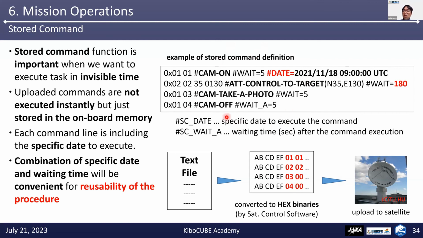So this is an example of the stored command definition. The first one is camera on at a specific date here, and then wait 5 seconds. Then attitude control to target, and we wait 3 minutes, 180 seconds. Then the camera takes a photo and waits 5 seconds, and the camera is turned off. So this is the example of the camera observation. By changing only the first line, this specific date is changed, then we can reuse the command procedure. So we prepare some scenarios, and the first line has only the specific date, and the other lines only have the interval waiting seconds. So this is our typical stored command concept.